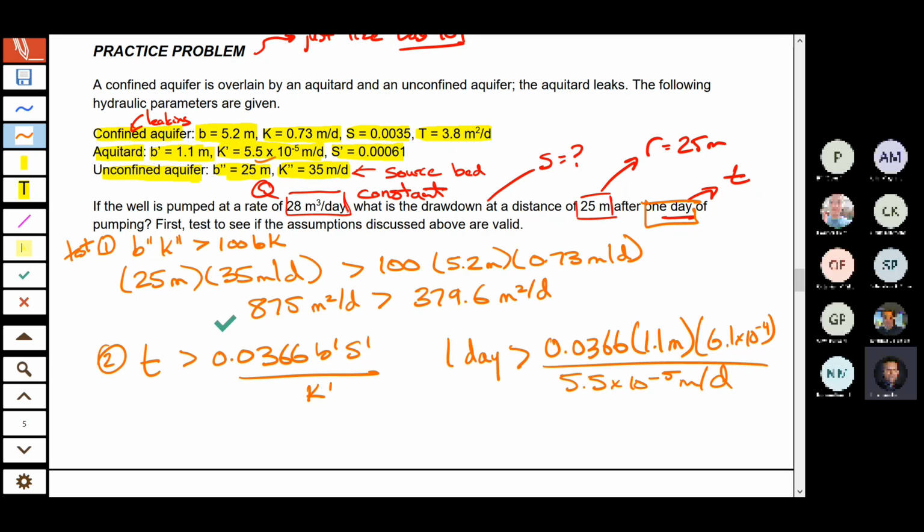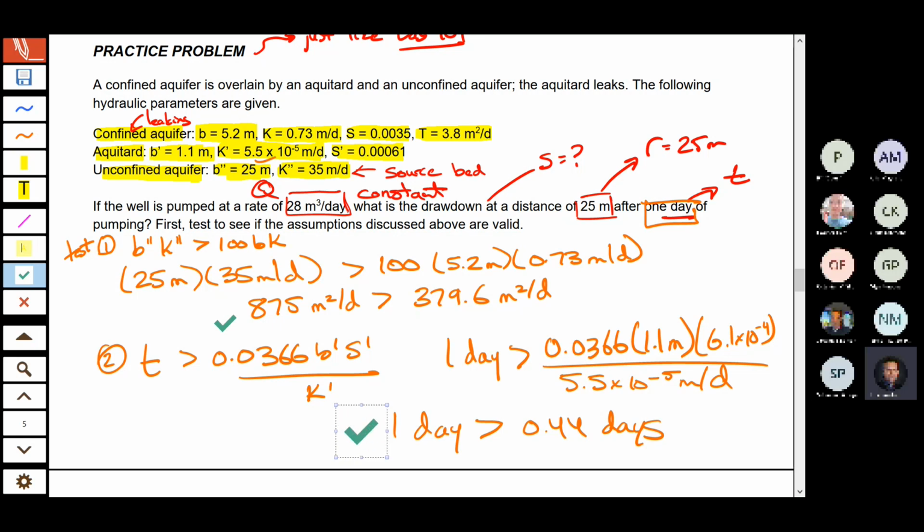Did I miss a 0 there? No. Okay, 0.366. So hopefully you're working this out with me to make sure that I'm not making a mistake. Okay, and I get 1 day is greater than 0.44 days, which we know is true, right? 1 day is greater than 0.4 of a day, and we're good to go.